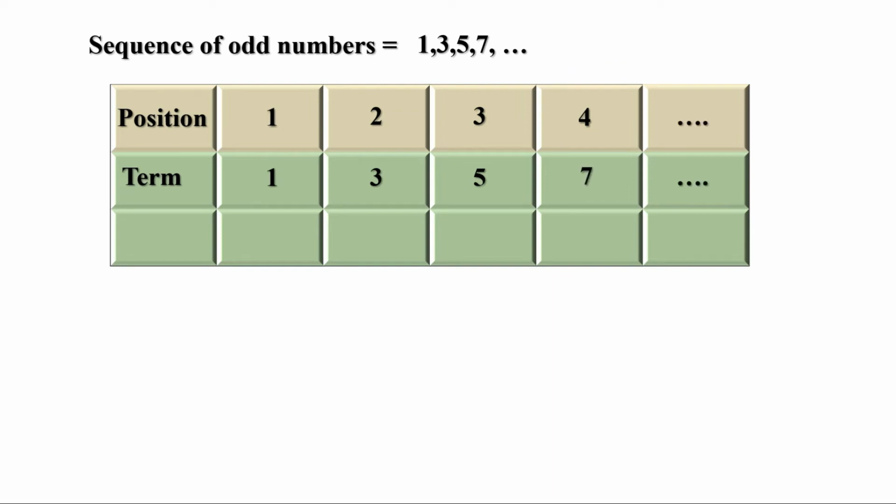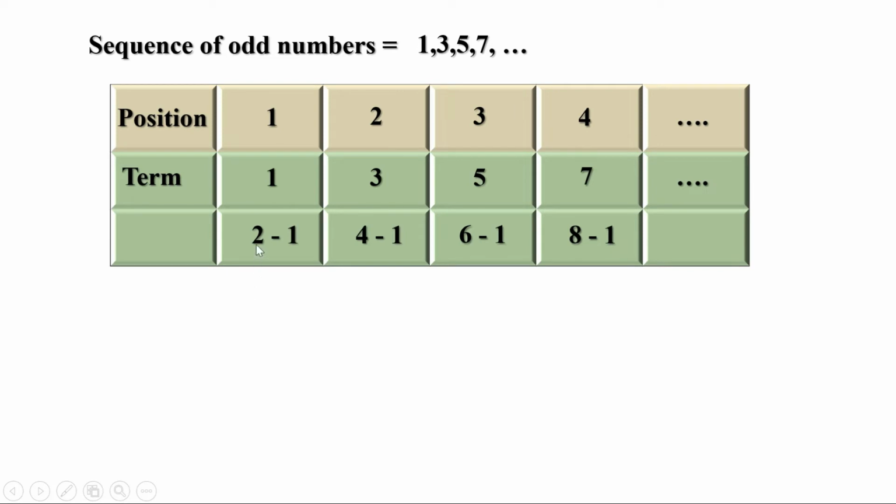Let us look at the even numbers near to each odd number. 2 is the even number near to 1. So 1 can be written as 2 minus 1. Similarly, 4 is the even number next to 3. So 3 can be written as 4 minus 1. And 5 can be written as 6 minus 1, and 7 can be written as 8 minus 1.